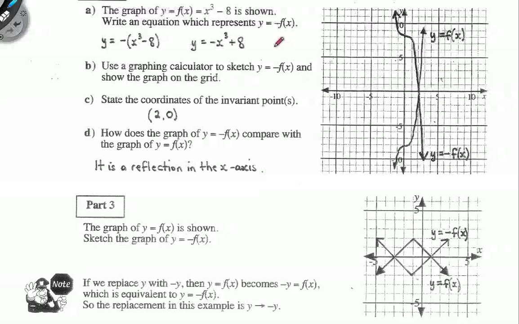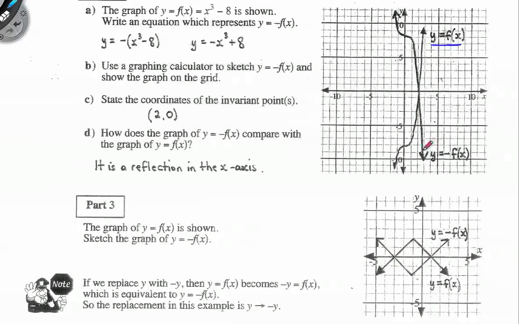Okay, the next part here, it's showing you the graph of y, or f of x, equal to x cubed minus 8. So that's this one here. It's going like this. And again, we'll look at the negative of f of x. So what happens? It changes from here to here.